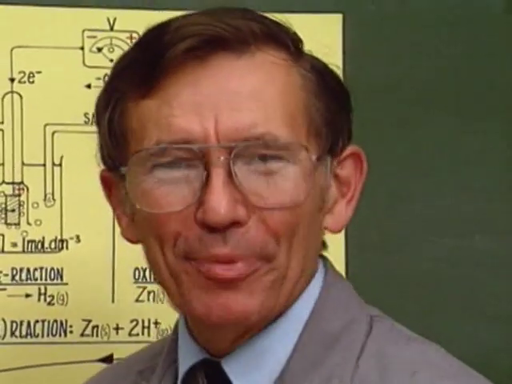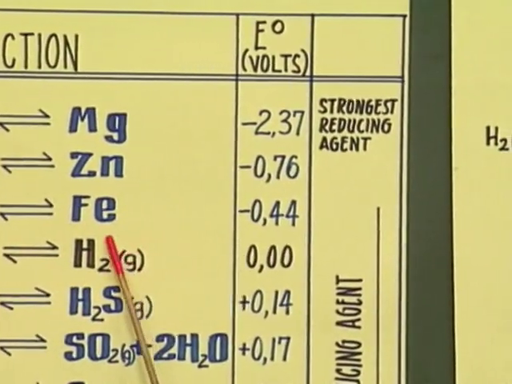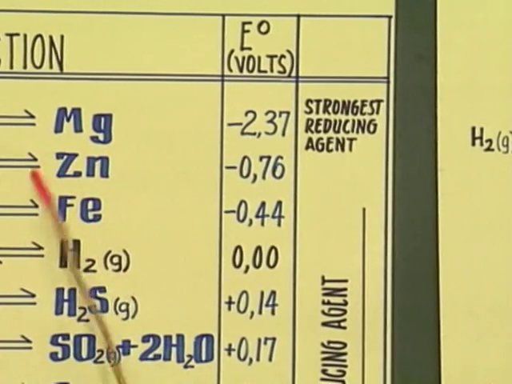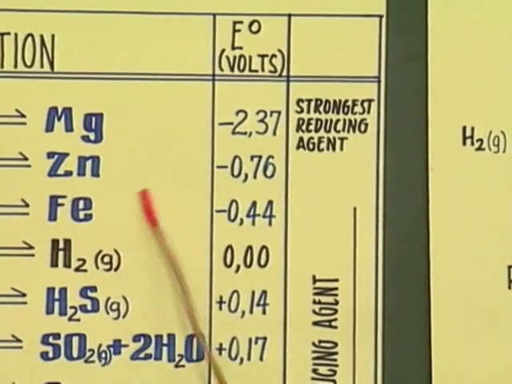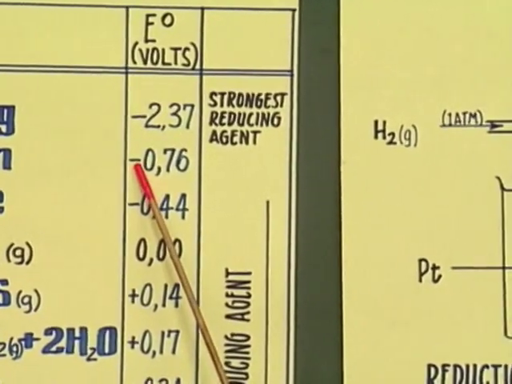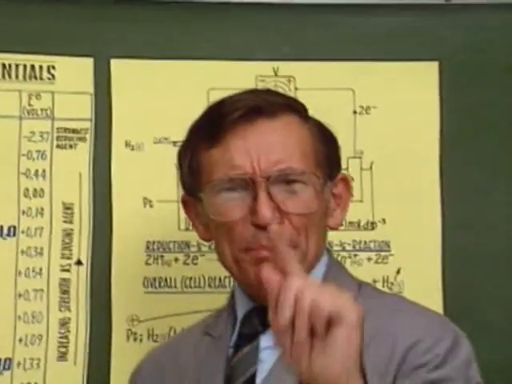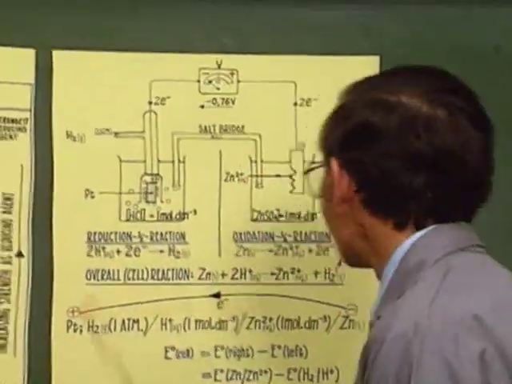What does this mean? It means that zinc is a stronger reducing agent than hydrogen. What does that mean? It means zinc is above hydrogen in the activity series. And here we see the standard electrode potential measured for zinc is minus 0.76 volts. Let us explain what happened in this case.